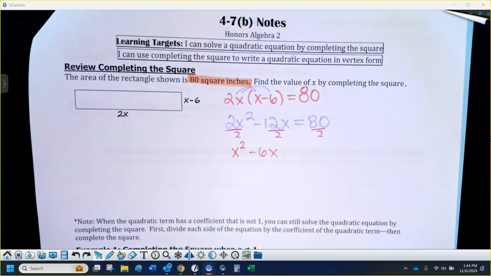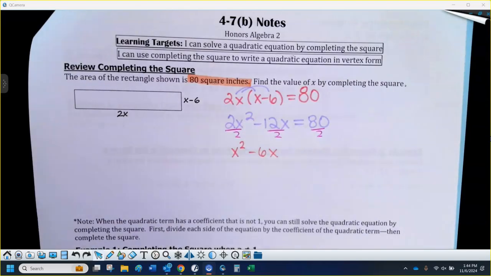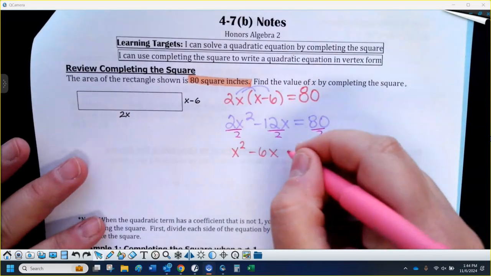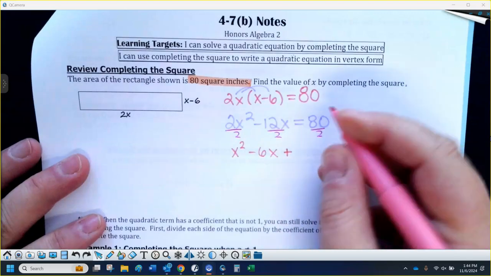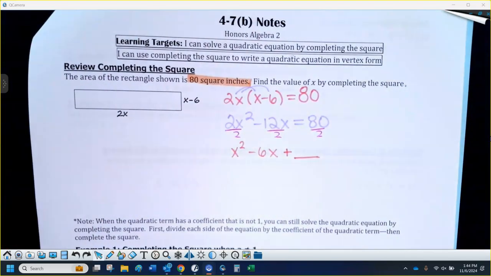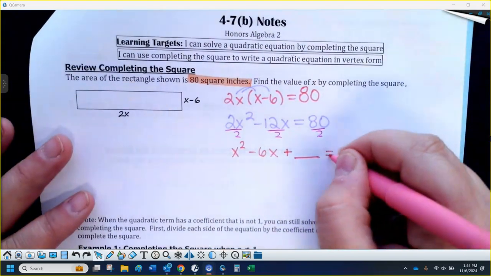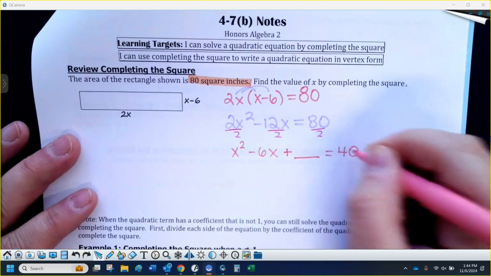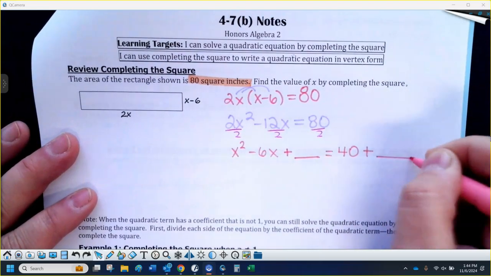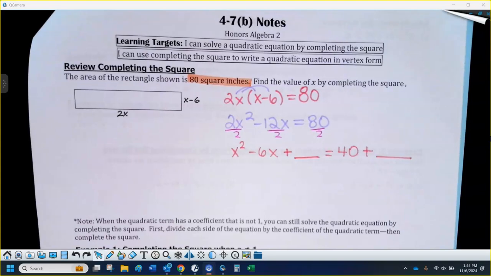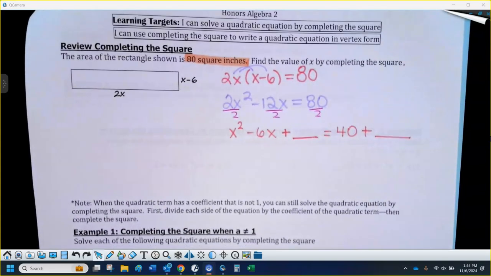Okay, now, as I write this, let me leave a little spot to complete the square. So after I write the negative 6x, I'm just going to leave a little spot so we can complete the square. The other side, we're going to have 40, and then I'm going to leave a spot to complete the square. Now, does anybody remember from yesterday how do I find the number to put in that little spot?